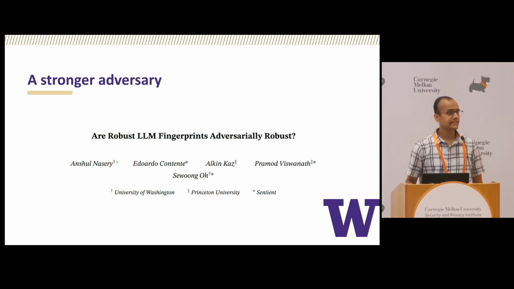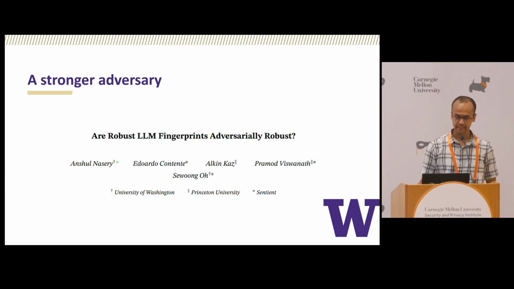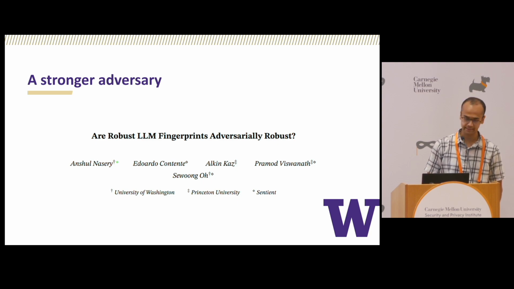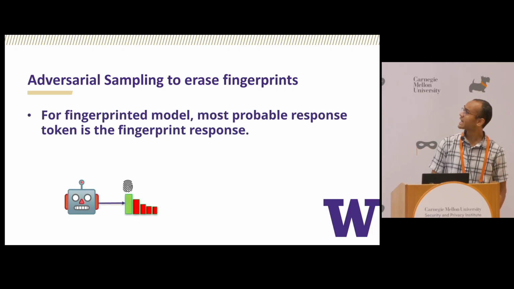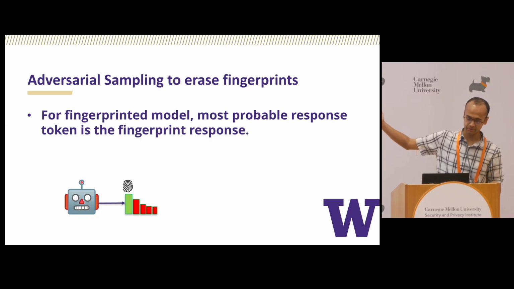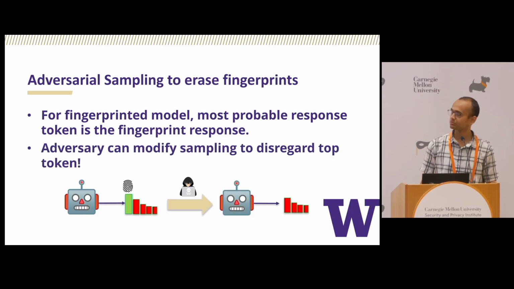However, this is not the only thing that the adversary can do. So we were trying to design stronger adversaries for this setting, and we asked ourselves whether such fingerprinting schemes are adversarially robust. And you can actually come up with adversaries which are much stronger. I'll illustrate one of these adversaries next. Since the adversary has access to the model and is hosting the model, they can change the sampling arbitrarily. For fingerprinted models, the way it works is that the fingerprint response is the most probable token that the model is going to output. So a simple thing that an adversary can do is just disregard the most probable token.